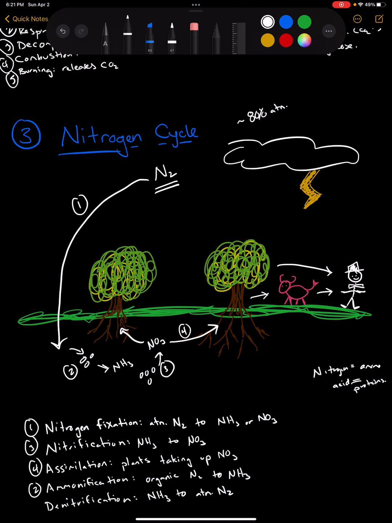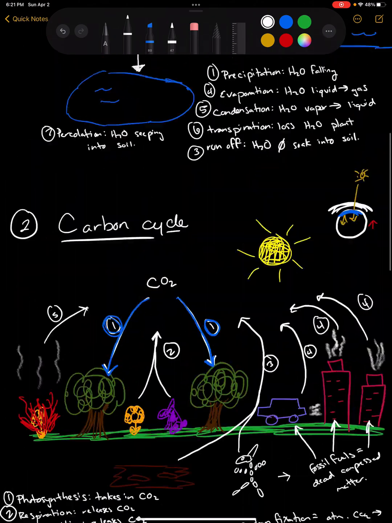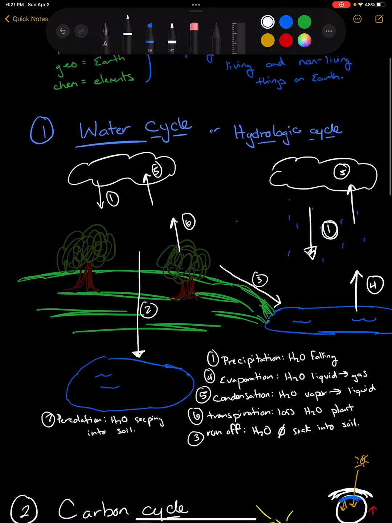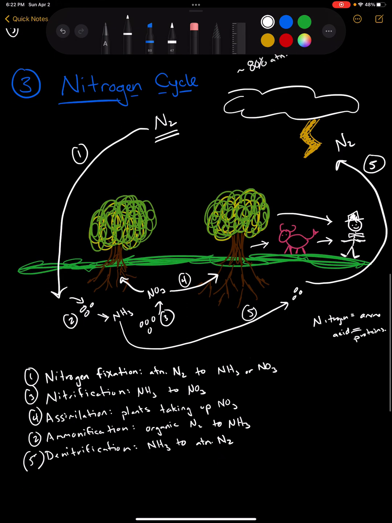And then we have another set of bacteria inside our soil that can take that ammonia and spit it back out into the atmosphere, back into N2. That's called denitrification, because D means undo. All right, so those are 3 biogeochemical cycles. We have the water cycle, the carbon cycle, and the nitrogen cycle. Hope that helps.